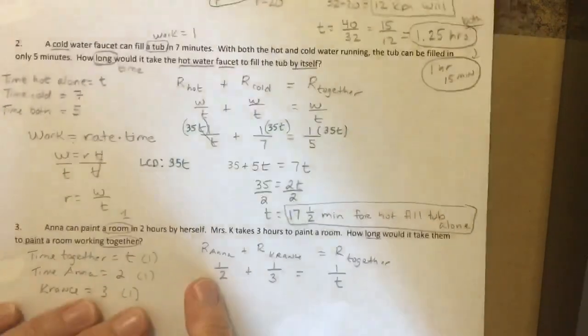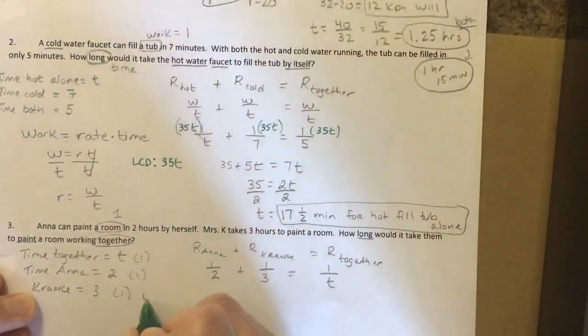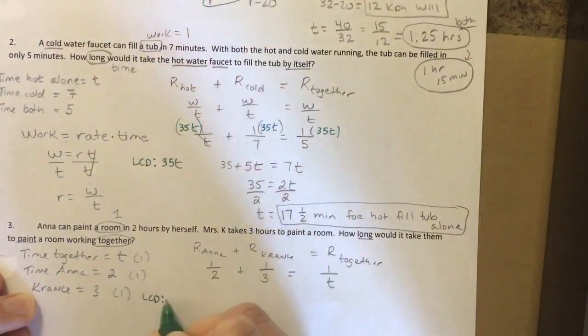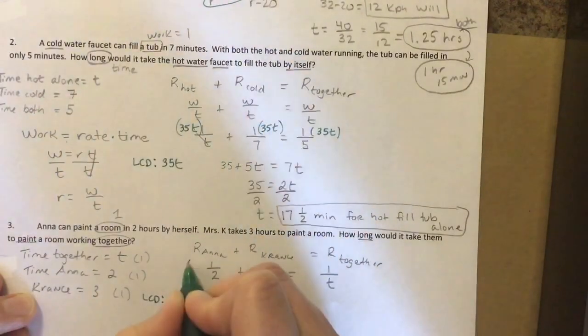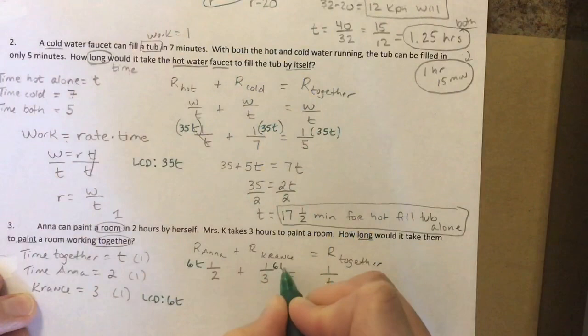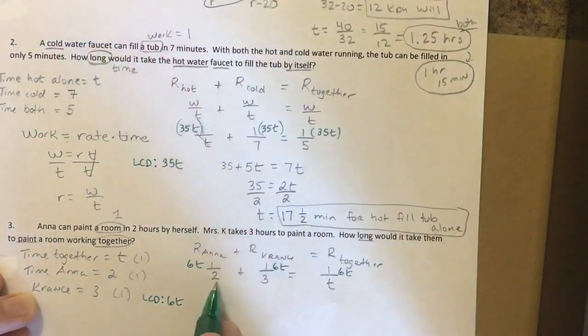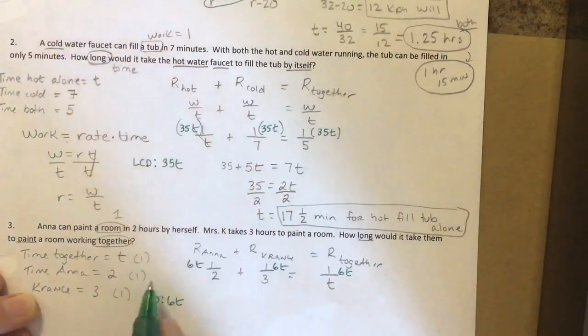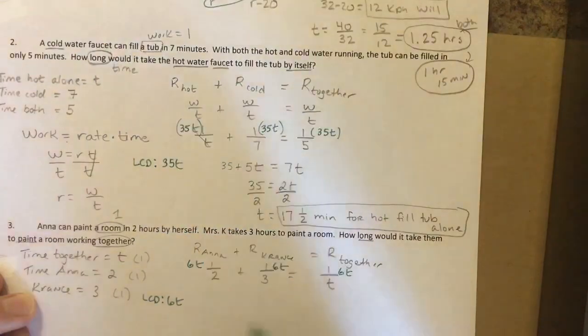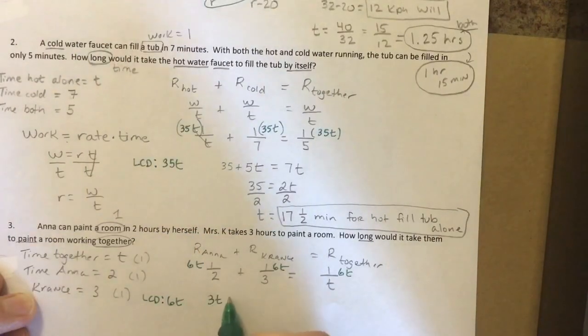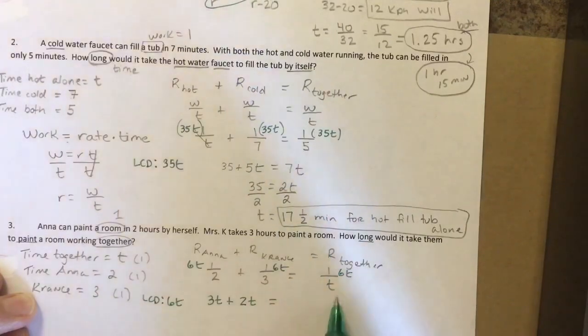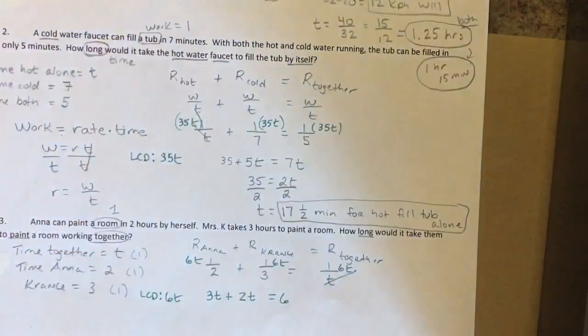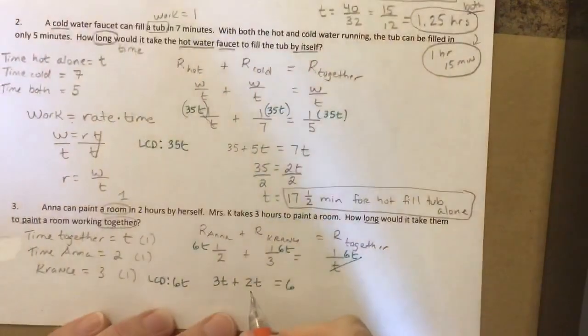Okay, so let's solve this. I need the LCD of 2, 3, and T. The LCD, hopefully you are saying, is 6T. Just multiply all of your denominators, 2 times 3 times T. Then we'll distribute that out, and I'll get 3T plus 6 divided by 2, 2T, and then equals, T's cancel, 6. 5T equals 6.